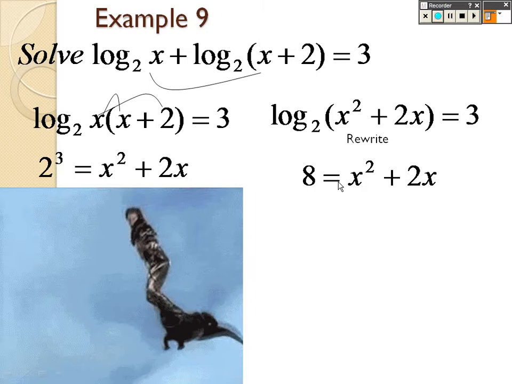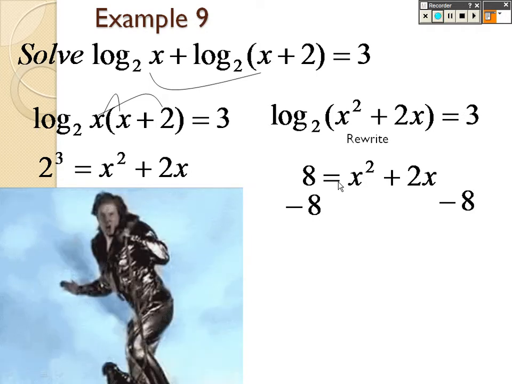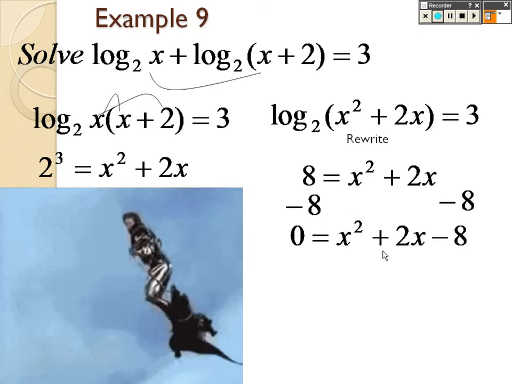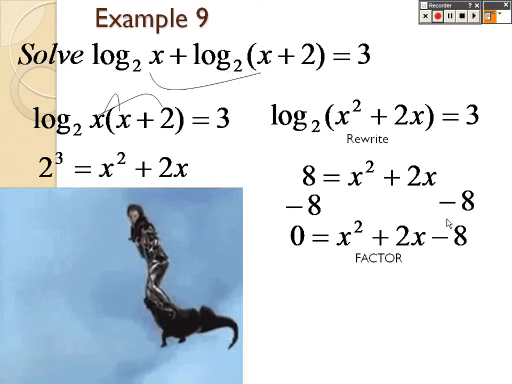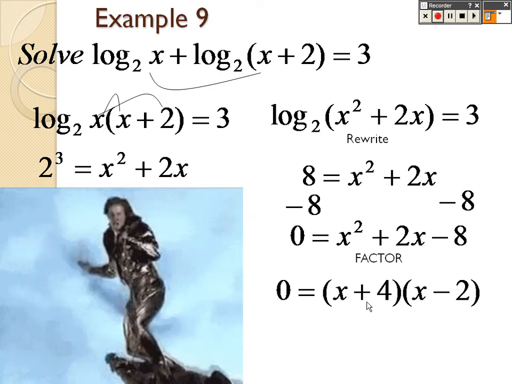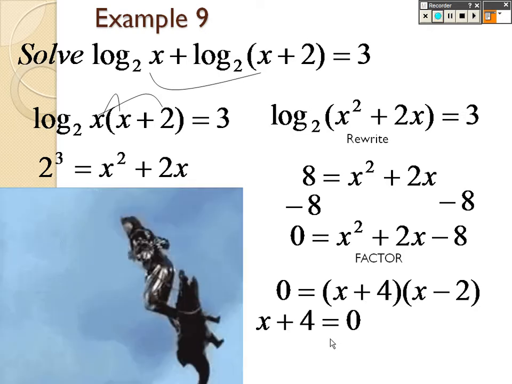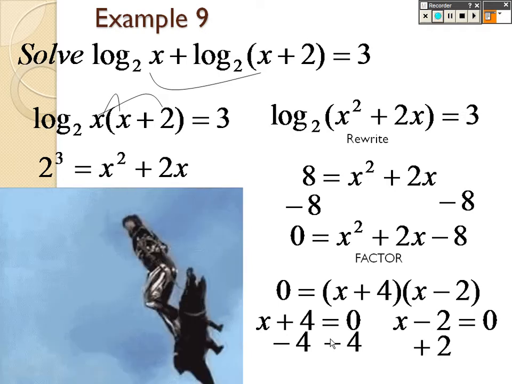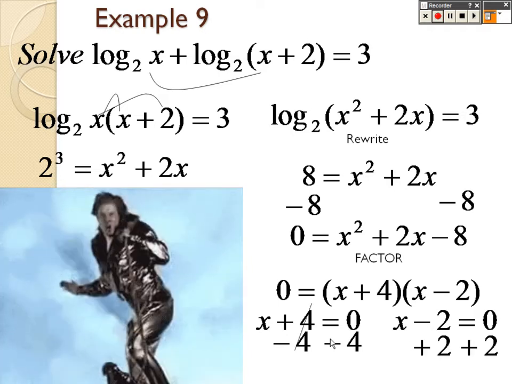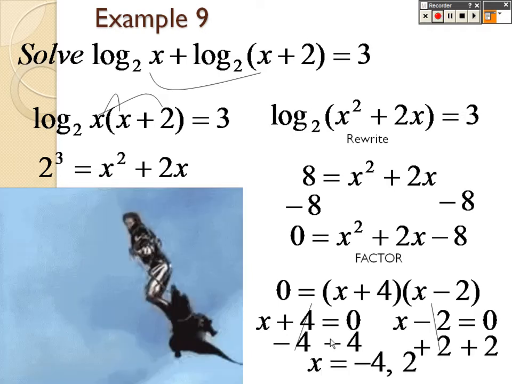And because I realize it's a quadratic, I'm going to put a negative 8 on that side. So now I'm looking to factor that. Two numbers that multiply to give me negative 8 and add to give me 2 are positive 4 and negative 2. So I separate these and I minus 4 on both sides to get x equals negative 4 and x equals positive 2 as my answers.